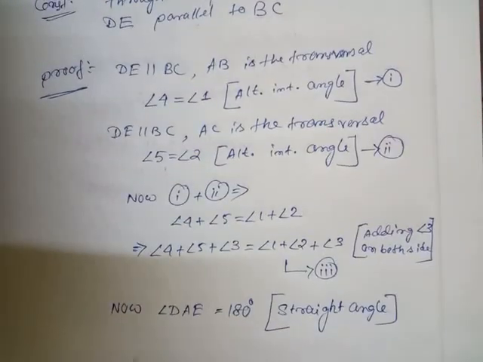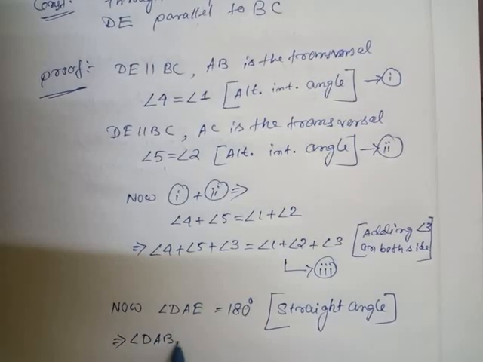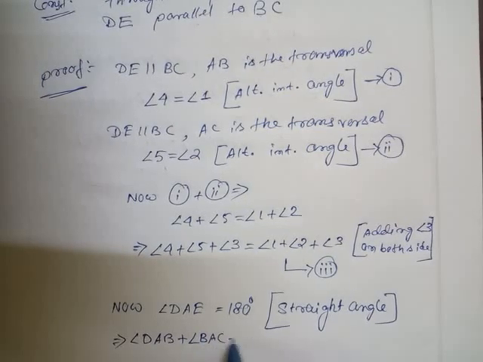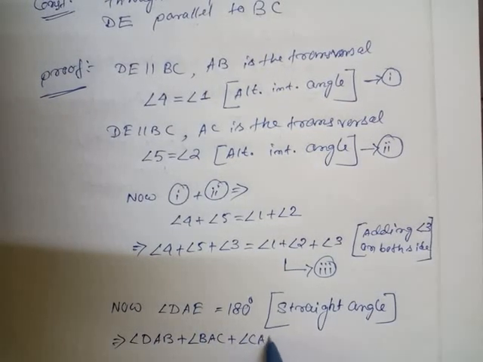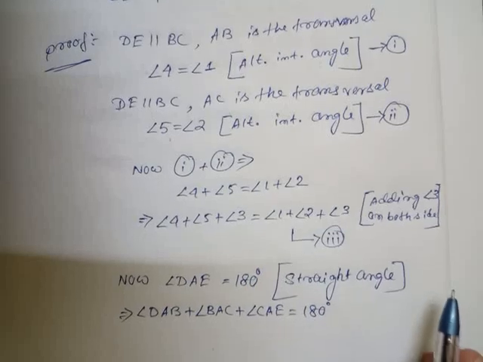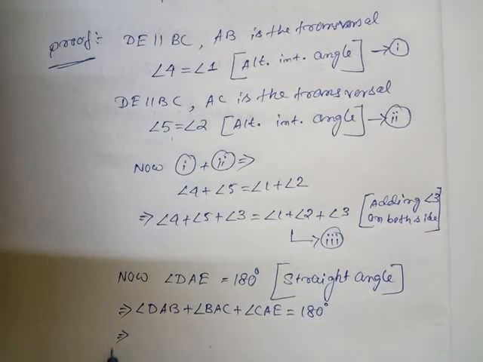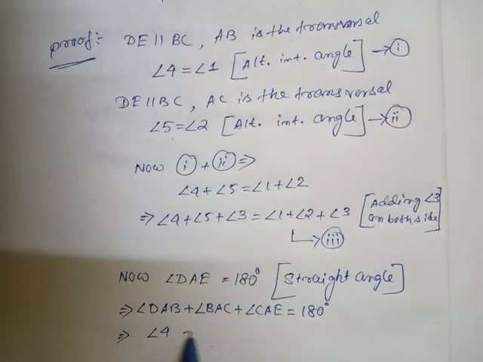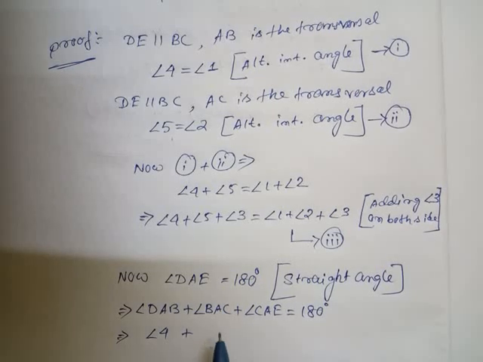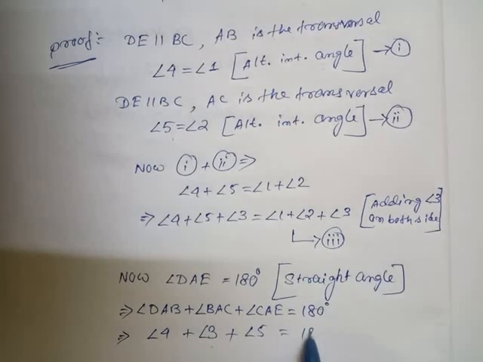So here I can write angle DAB plus angle BAC plus angle CAE, this equal to 180 degrees. This is equal to DAE. Now look, one more thing. What is the value of angle DAB? DAB is angle 4, BAC angle 3, CAE angle 5. So here DAB angle 4 plus BAC angle 3 plus CAE angle 5 equal to 180 degrees.